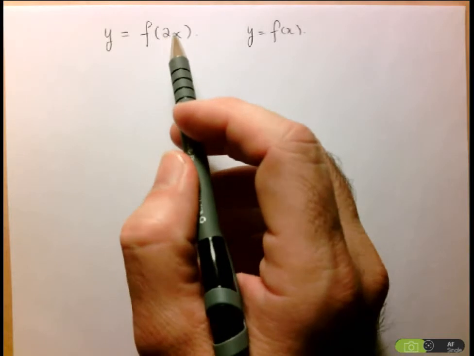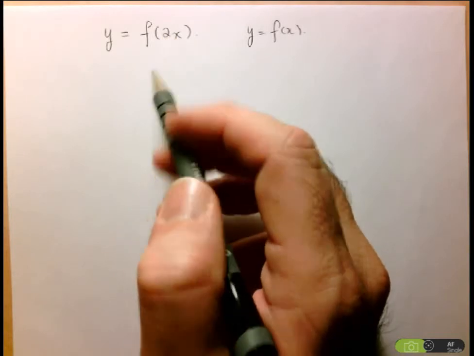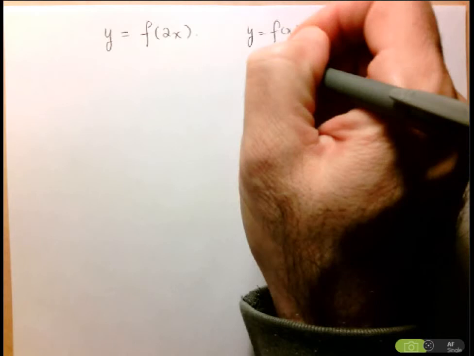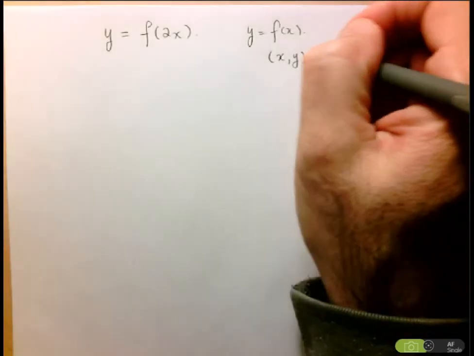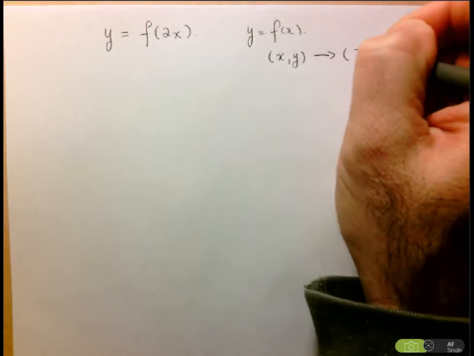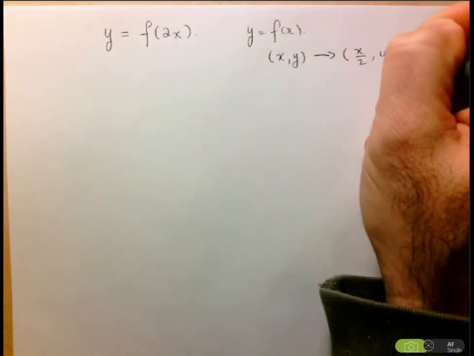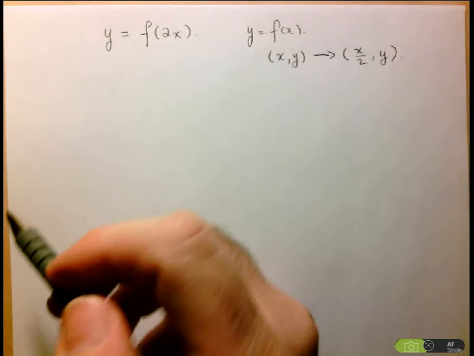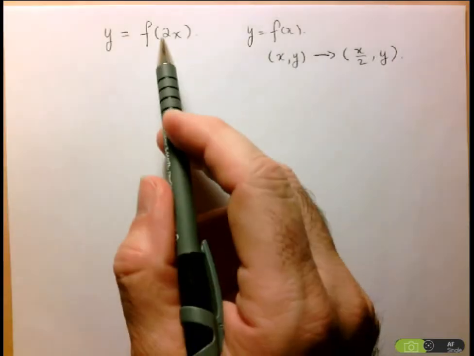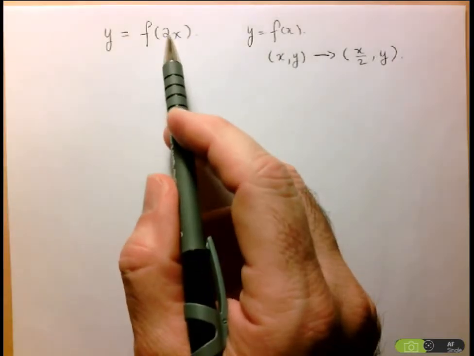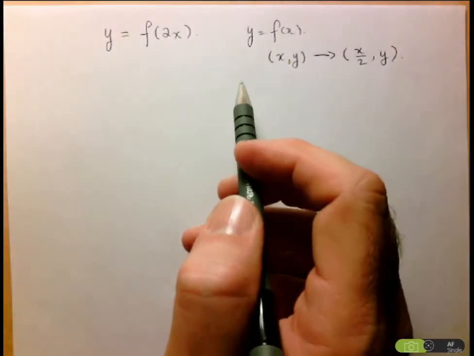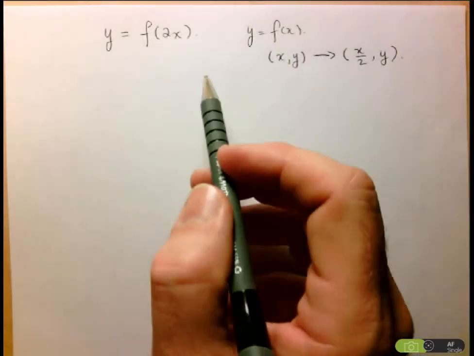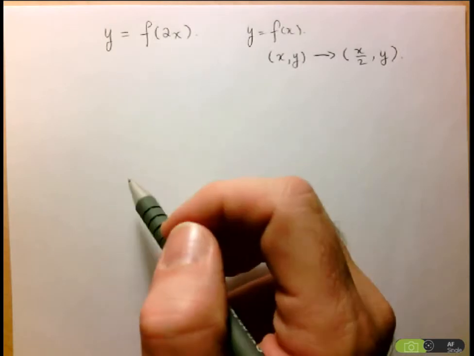So if we have 2 times x as our new input, the effect on a point x, y on the parent function will be to divide the x component by this factor 2. Or if we had x minus 2 in the input, the effect on a point of our parent function would be to add 2 to the x component. So always the opposite effect.